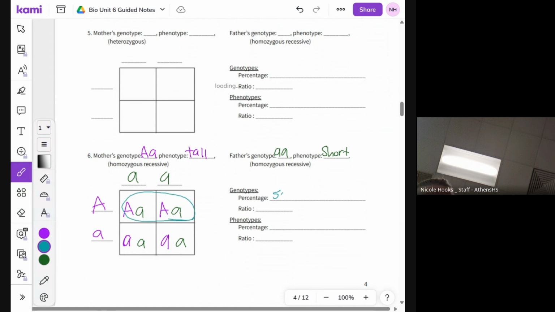50% are going to be heterozygous. 50% homozygous recessive. Ratio 2 to 2. Because there's only 2 different types, and there's 2 within each type. Every single time the ratio is going to add up to 4.